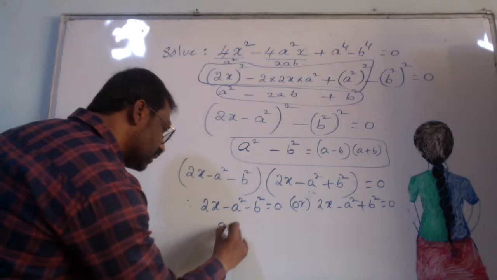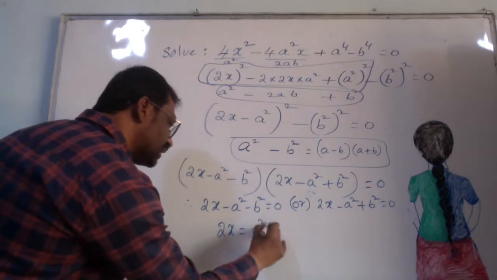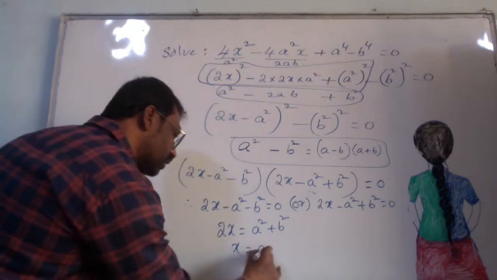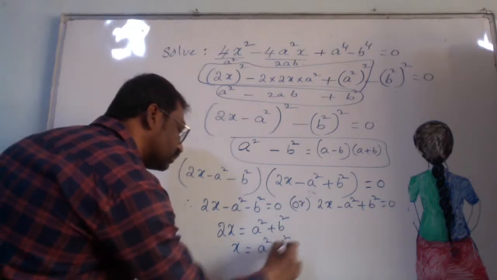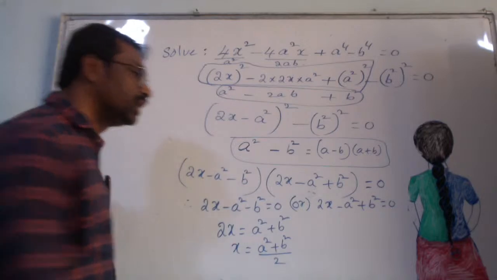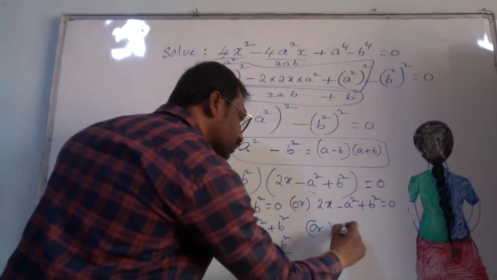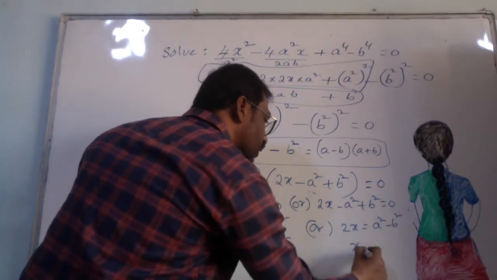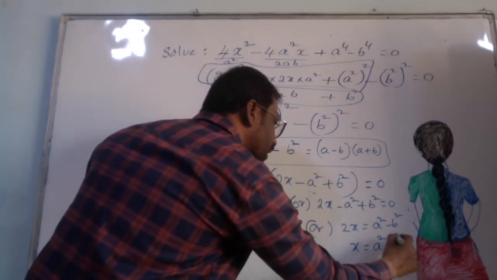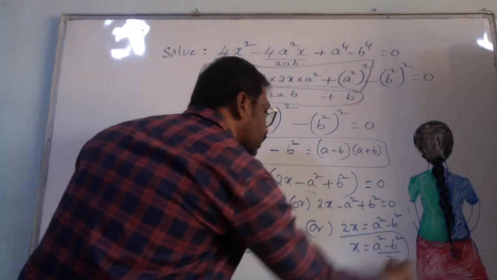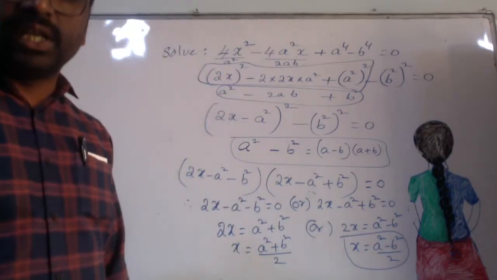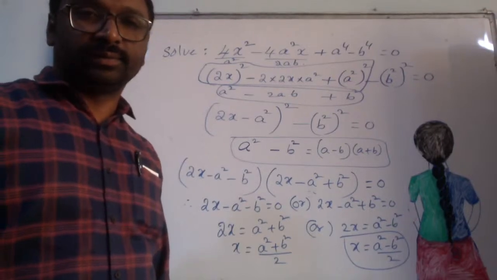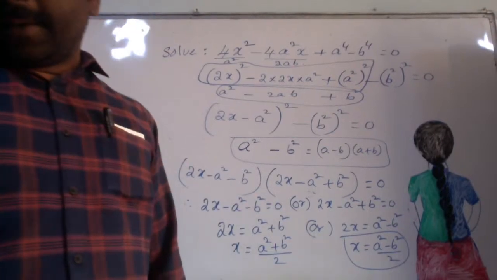So from this, 2x equals a square plus b square, so x equals a square plus b square by 2. Same way here, x is a square minus b square by 2. So these are the roots of the equation. Okay.